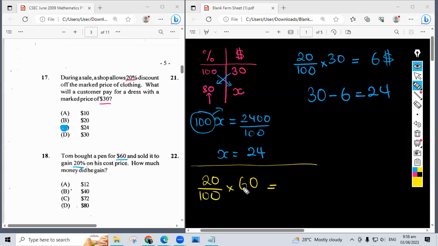And this yellow working here will give you the profit, and that is exactly what they want to know. The extra amount you got, the profit, the gain. So it's 20 over 100 multiplied by 60. And the answer is what? $12. This one was easy.